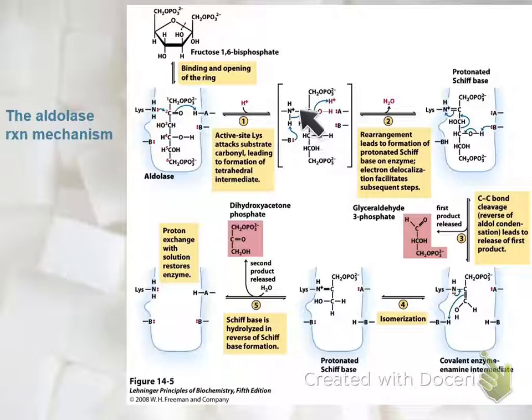And here, instead of the tetrahedral intermediate collapsing, remember the lysine has another lone pair of electrons, and it attacks that carbon twice, and so then the alcohol will leave as a water.